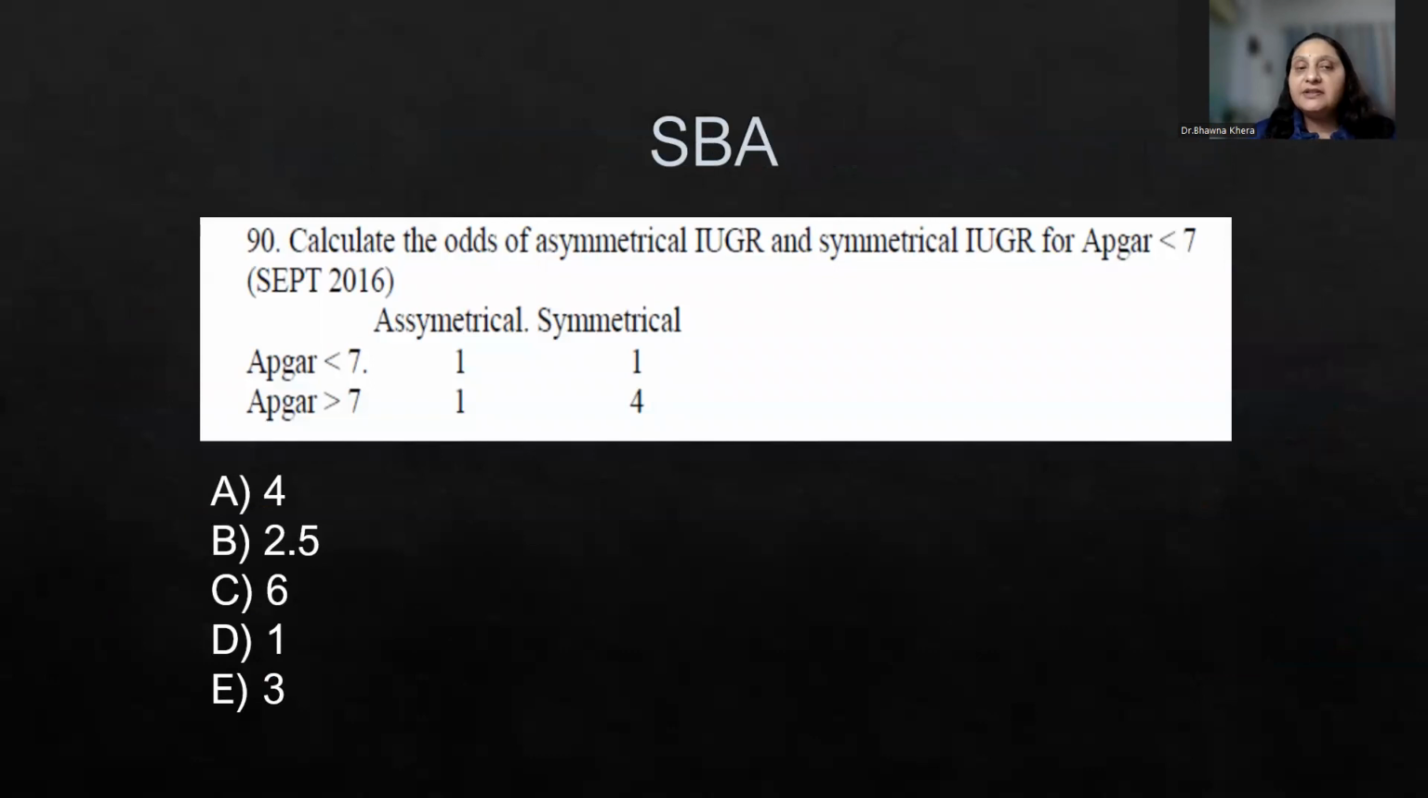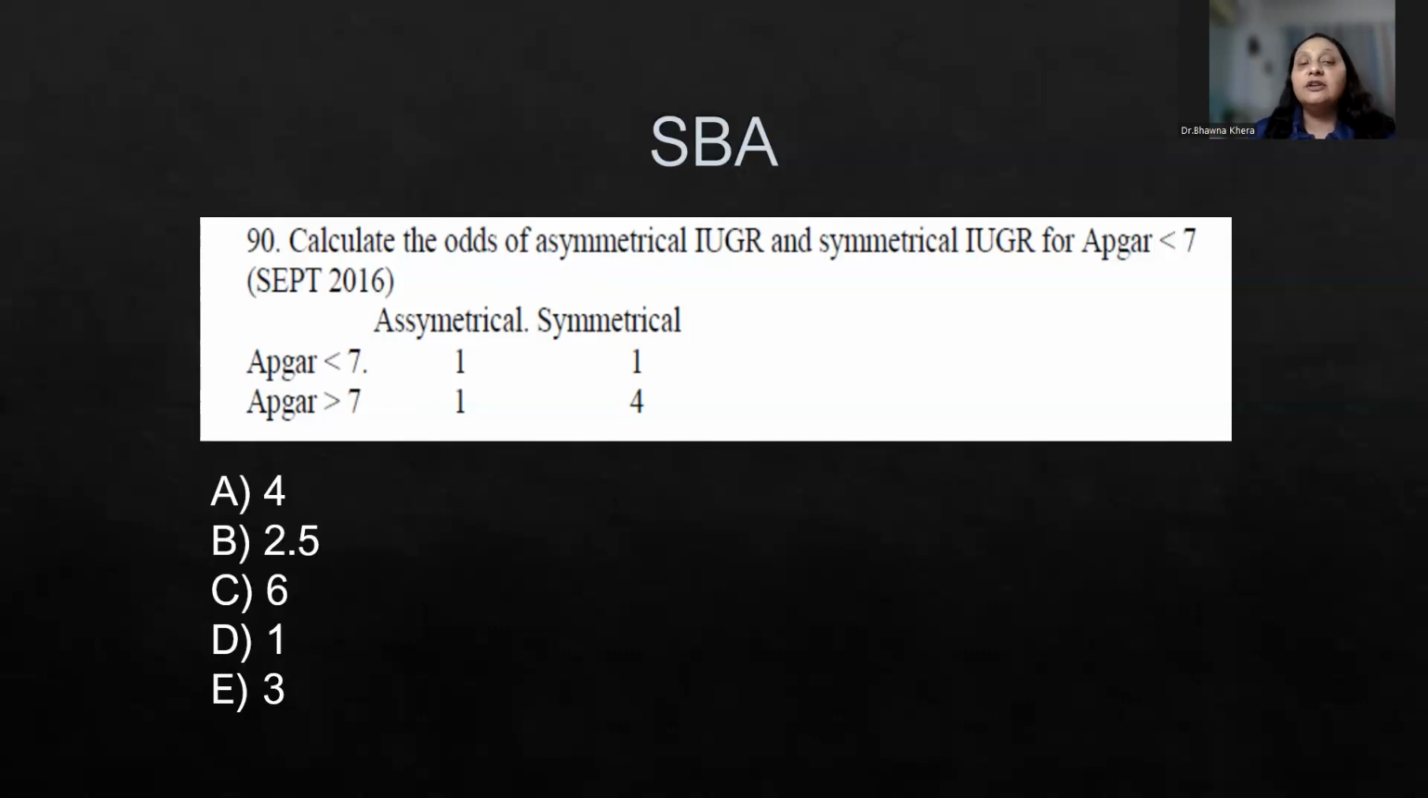Let's practice with some examples. Calculate the odds of asymmetrical IUGR and symmetrical IUGR for APGAR less than 7 or greater than 7. Here, the exposure is IUGR: either the baby was asymmetrical or symmetrical IUGR, and then on birth the APGAR was less than 7 or more than 7. So this is the exposure and this is the outcome.